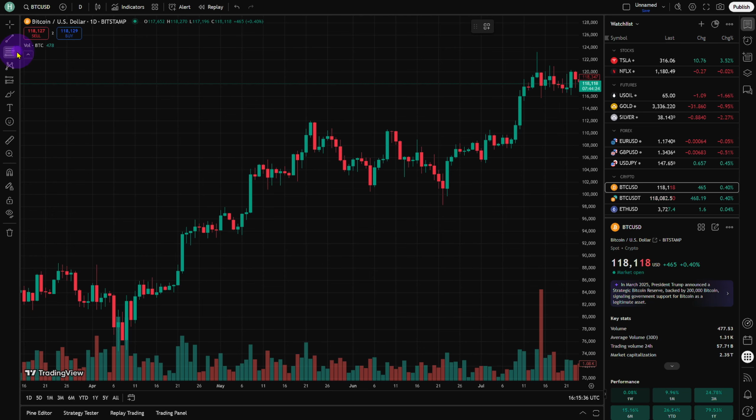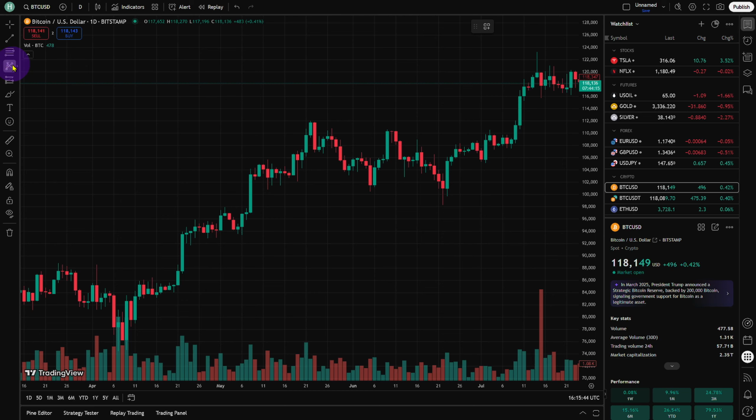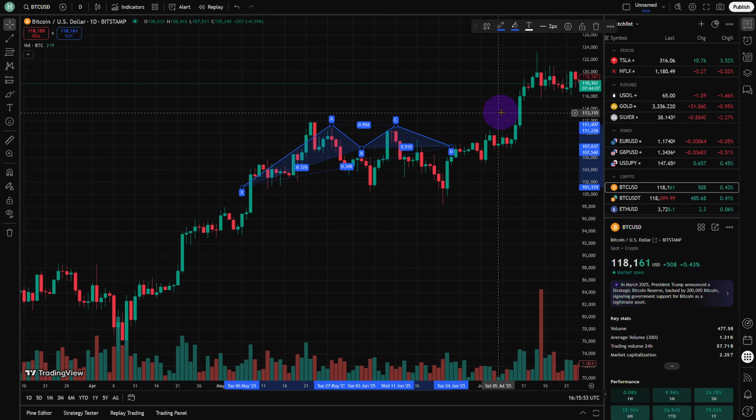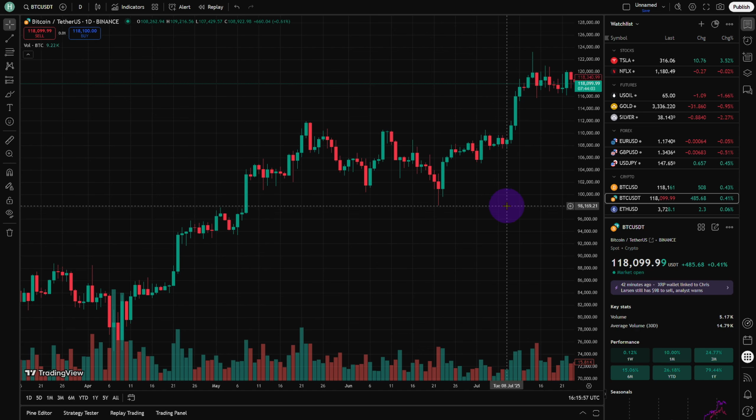Similarly, we can see we have all these retracements and fib channels and so on and so forth. So you can use these to draw between your candles and simply read the data however you would like to do. You can see you can draw anything using this and simply read the charts. So that's how you can use it for your crypto trading.